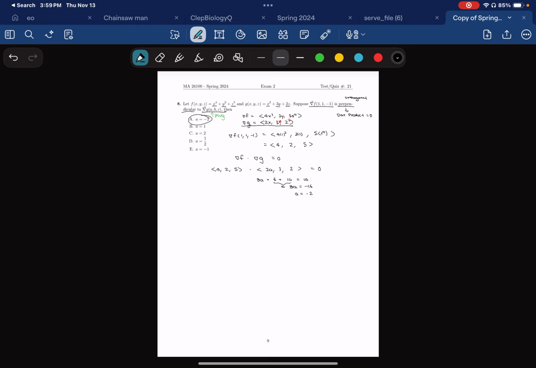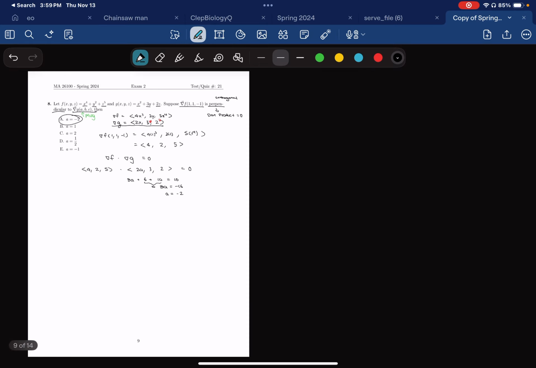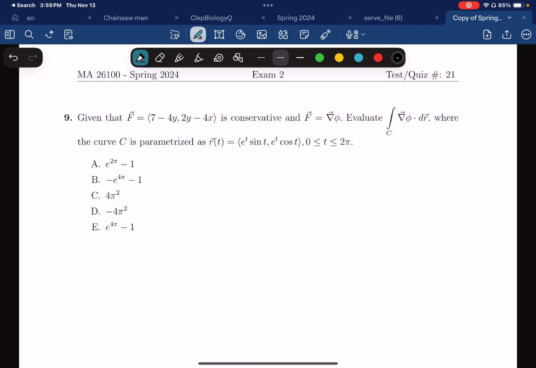Cool. I hope that wasn't too confusing. That was number 8. Moving on to number 9. Given that the vector field F = (7 minus 4y, 2y minus 4x) is conservative, so this is a conservative vector field, and F is equal to the gradient of phi, evaluate this line integral where the curve C is parametrized as r(t) equals (e to the t cosine t, e to the t sine t) from 0 to 2 pi. Okay, so what do we have to do for this one?